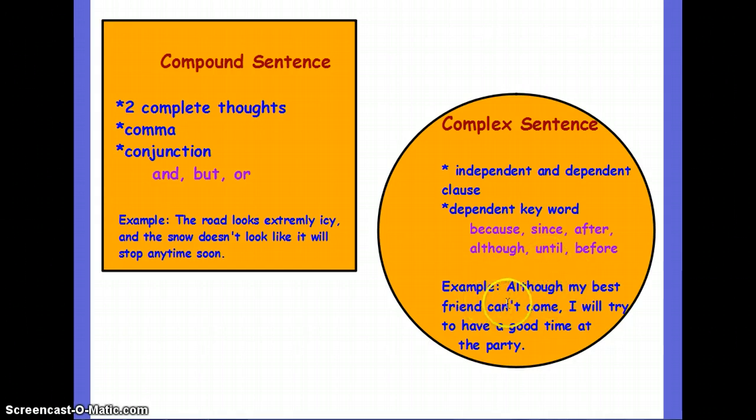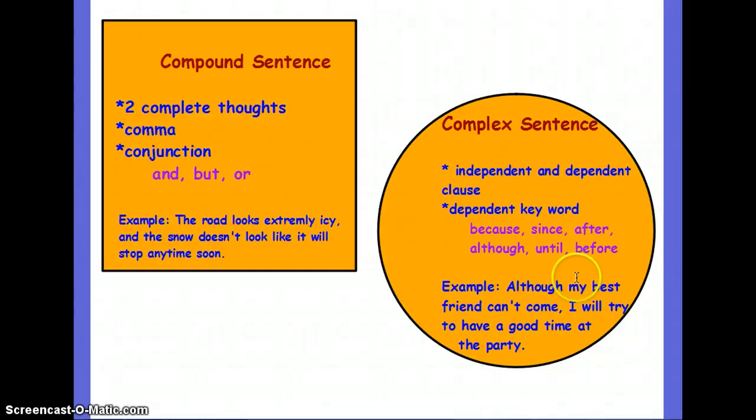Although my best friend can't come, if I would walk up to you and say, although my best friend can't come, you would be left wondering what else I was going to say. Whenever you're left wondering like that, you know that you're reading a dependent clause because it cannot stand alone. It depends on the rest of the sentence.